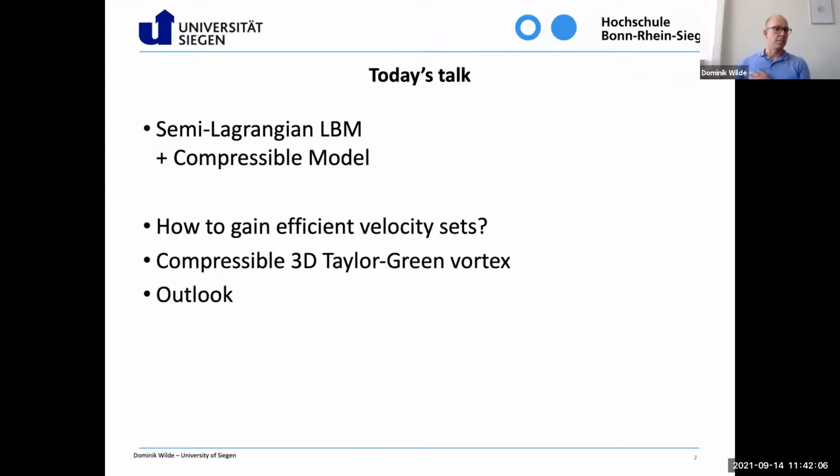Today's talk is about the semi-Lagrangian method, about which we heard some stuff before. We are operating in a static reference frame, which means that we don't shift velocities during our streaming step. I'd like to say some words about the compressible model before I go to the velocity sets, which is the main focus of this talk, before I present the results which we gained with complex three-dimensional flows.